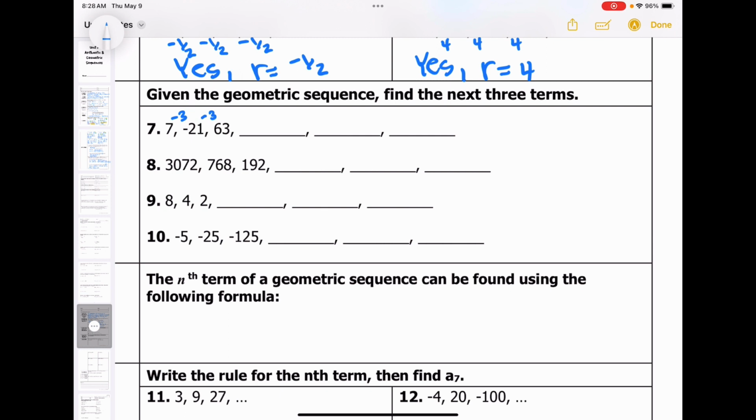So I'm going to do 63 times negative 3, which gives me negative 189. Negative 189 multiplied by negative 3 is 567. Then 567 multiplied by negative 3 is negative 1,701.